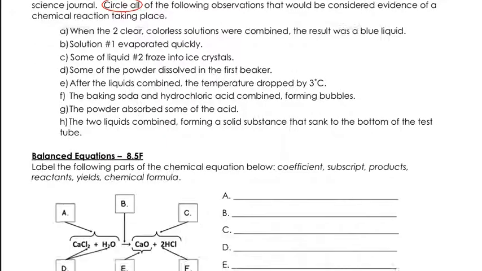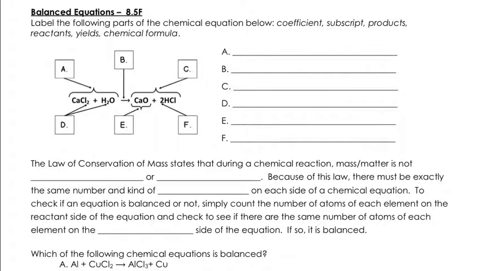The next section is on balancing equations. It's 8.5F. This one's going to trick a bunch of people, so slow down, take your time on this one. Label the following parts of the chemical equation below. These are your words that you're going to use, and you're going to label the parts over here. Then it's talking about the law of conservation of mass. Super, super important. Make sure you fill in the blanks carefully here.